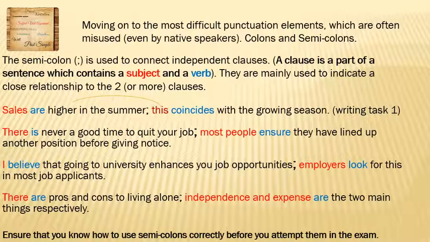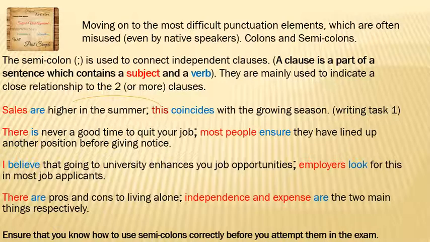Okay, a semicolon is used to connect independent clauses. A clause is a part of a sentence which contains a subject and a verb. When we make sentences, we often put several clauses together. The semicolon is used to indicate the relationship between the clauses. So here's an example. Sales are higher. Sales is the subject, are is the verb. So subject and verb is a clause. So that's the first clause. Sales are higher in the summer. This coincides with the growing season.